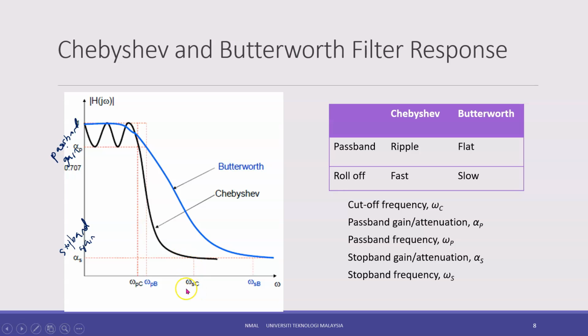This is for Chebyshev. And we also have the cutoff frequency. Cutoff frequency refers to 3 dB under 1, which is 0.707. If you draw the line here, it will correspond to omega C. For the Butterworth, again, we have alpha P and omega P, and alpha S and omega S for Butterworth.